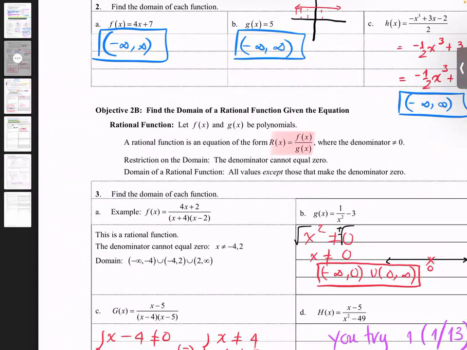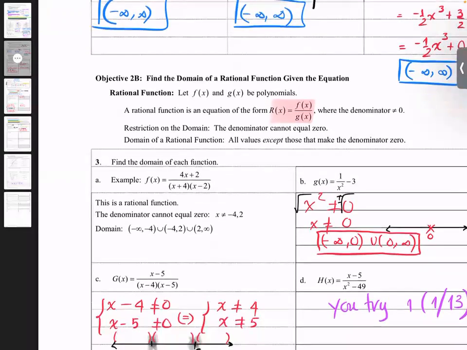The rational function is a function that is composed of a polynomial function in the numerator and another polynomial function in the denominator. For this rational function, the domain will be anything except where the denominator is equal to 0. Right? So all you have to do is set the denominator equal to 0, and then those values, you remove from the domain.